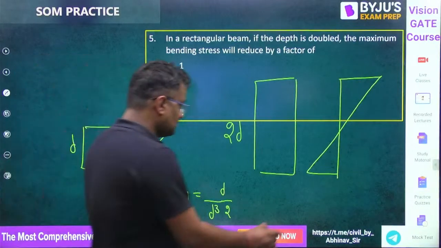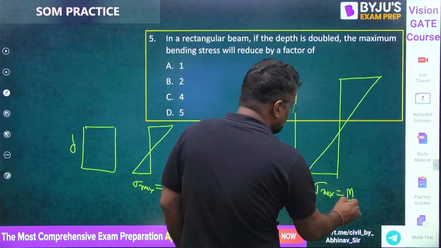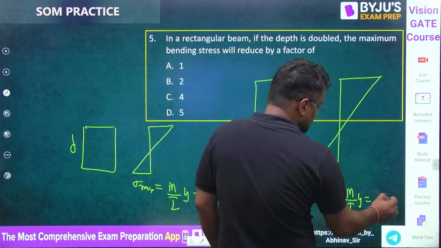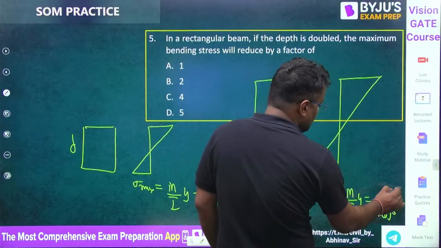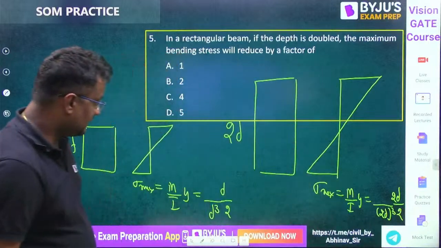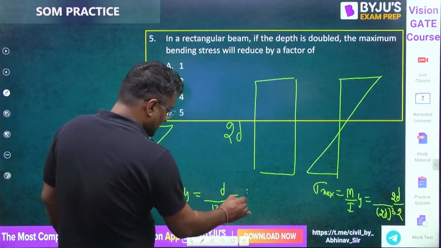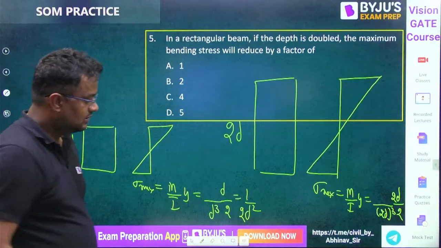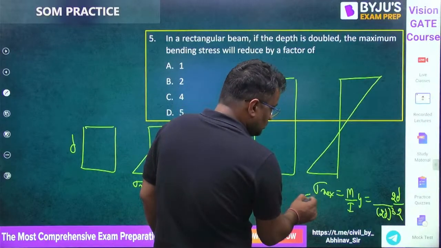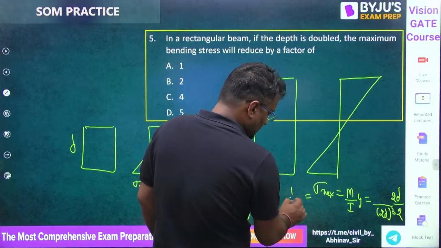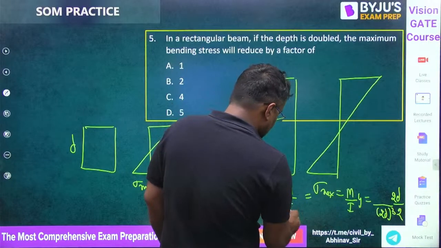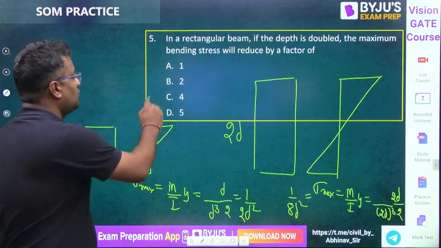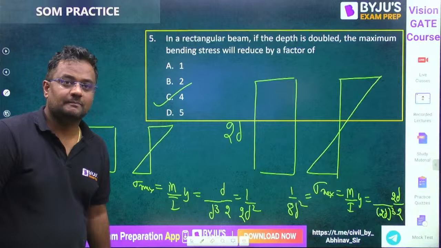Here also sigma max is equal to M by I into y. M has nothing to do with it. I is b into (2d) cube, and again here y is 2d by 2, since the depth is 2d. So here it is 1 by d square. In fact, cancelling the 2, it is 1 by 2d square. And here, 2 to 2 cancelled, 1 by 2 from 2 cancelled, 8d square. So 1 by 2d square to 1 by 8d square. So it is reduced by how many times? 4 times.